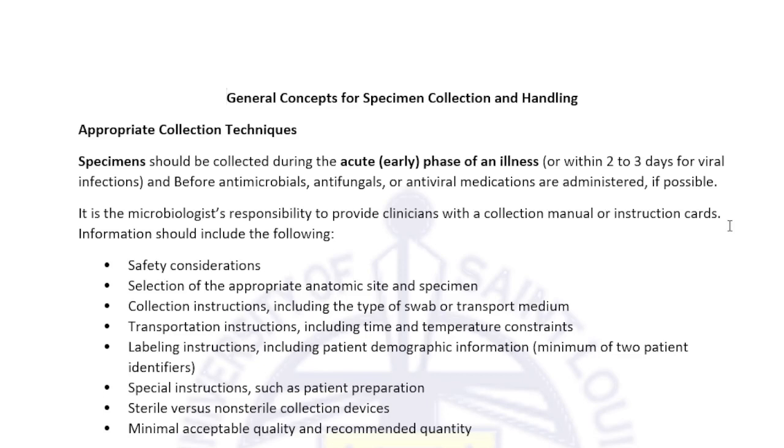Okay? So, in the collection manual, the following must be included: safety consideration, appropriate anatomic site and specimen, like yung mga abscess, ganyan. Collection instruction, including the type of swab or transport medium, and others. Of course, don't forget to label. There are also sterile versus non-sterile. What do you mean by sterile? Malinis. Dapat free from contamination. Wala siyang contamination.